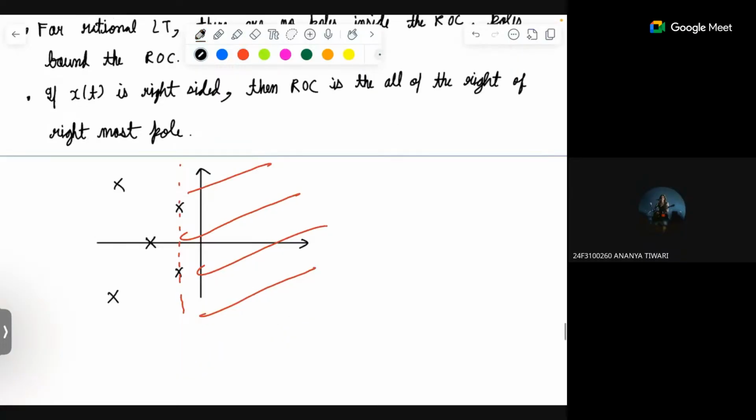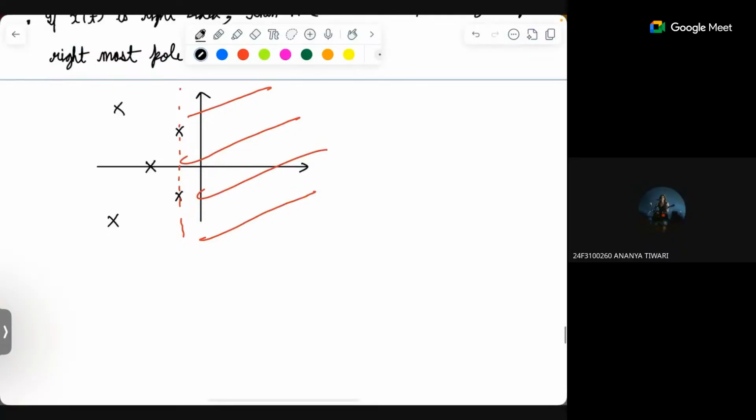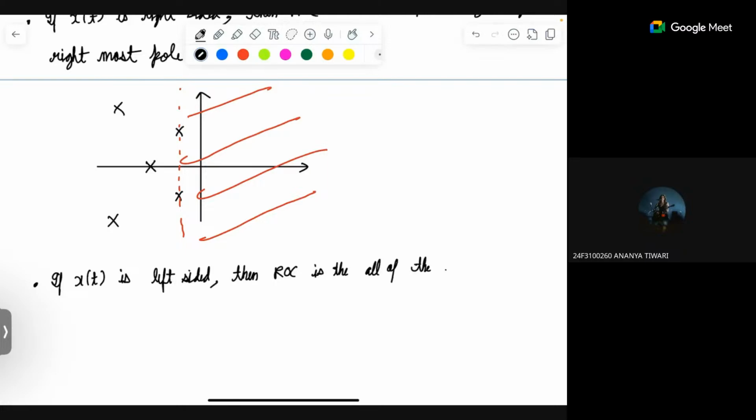Now, what happens if x(t) is left-sided? Let us see. If x(t) is left-sided, then the ROC is all of the left of the leftmost pole.